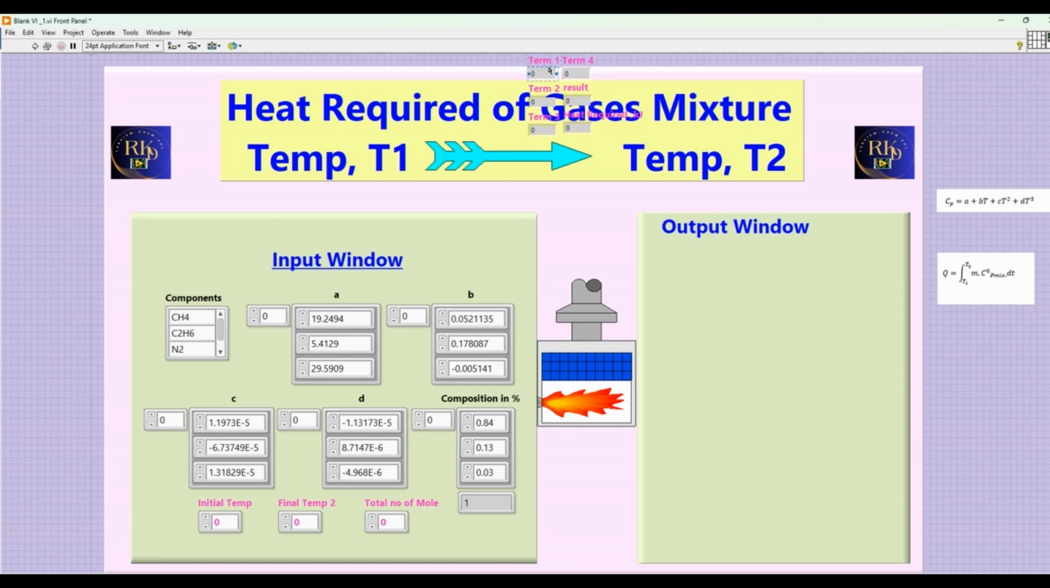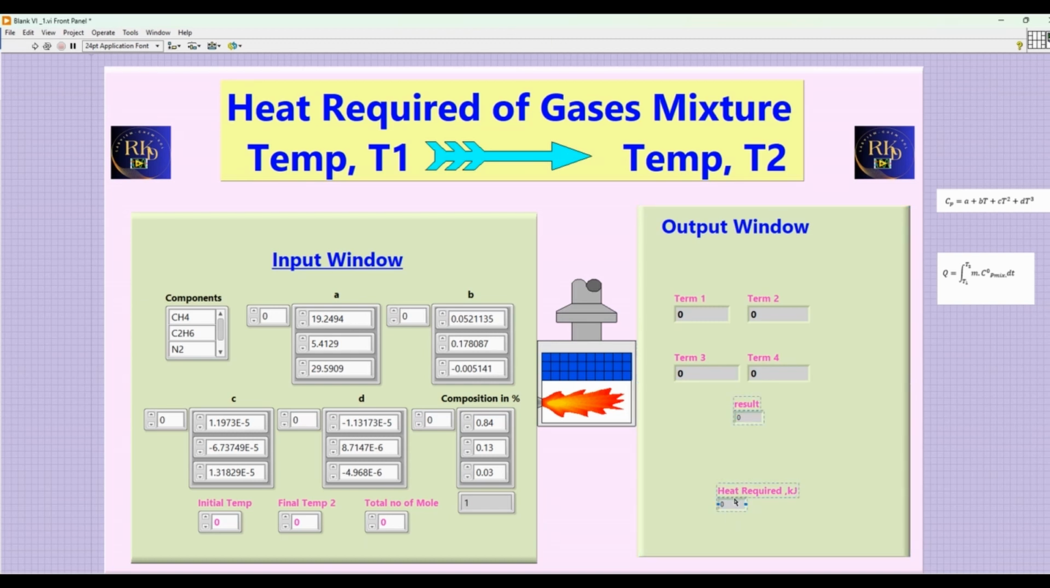Here actually we have to rearrange all the terms a little bit. This is term 1, this is term 2, this is term 3, this is term 4, or I'll take it like this. This is the results, and this is heat required. So here actually, I just reorient all this.